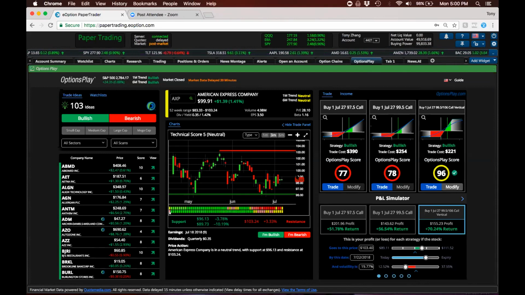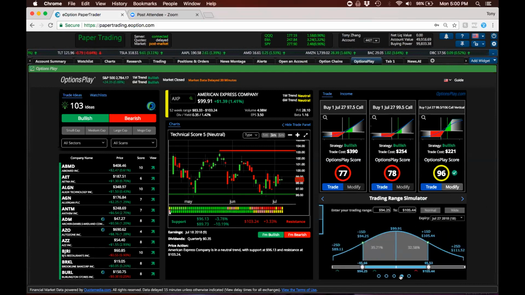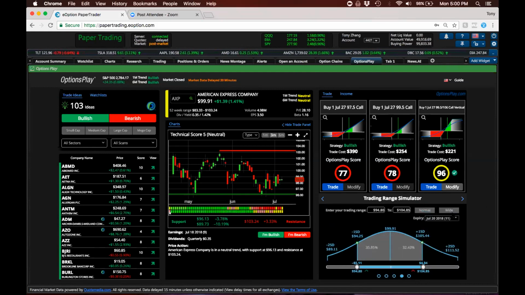So first question, can we assume the expected move based on the trading range simulator? So yeah, that's exactly what our trading range simulator does, is it looks at the implied volatility of the option and simulates what the expected move for that option expiration is. So you always want to choose the option expiration closest to the earnings date. So here, for example, on American Express, the earnings date is July 18th. So the closest date we have here is the July 20th. That gives you an idea as far as what the expected move is for that stock, based on what the earnings market is implying.